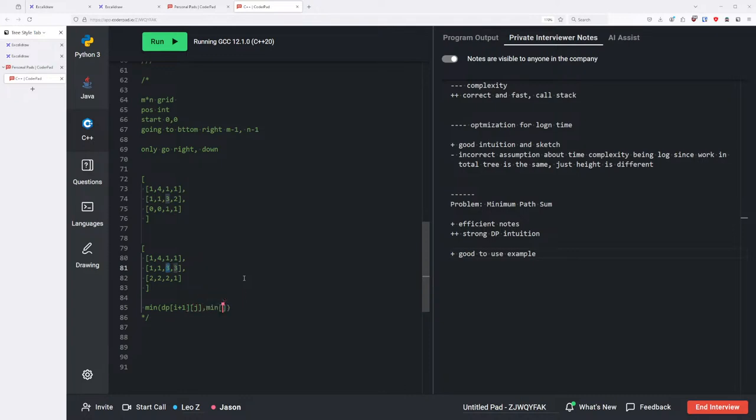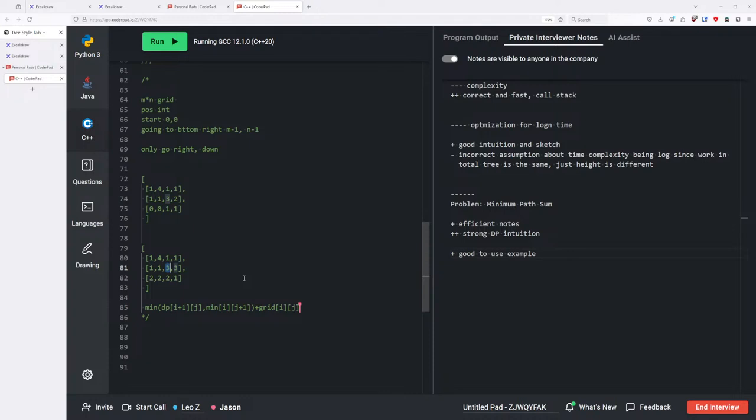And the minimum at the current row, but the one to the right, plus the current number. Yep, that looks good to me. Oh, it wouldn't be DP at I J, it would be the grid at I J. That's right. That's kind of like the formula, I guess. Does that make sense? Yep, that looks correct to me.